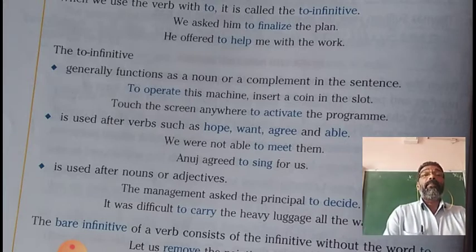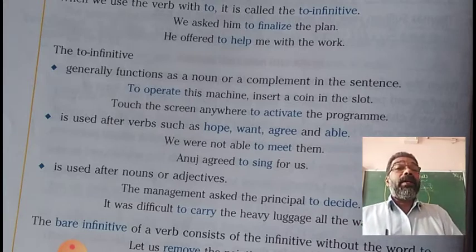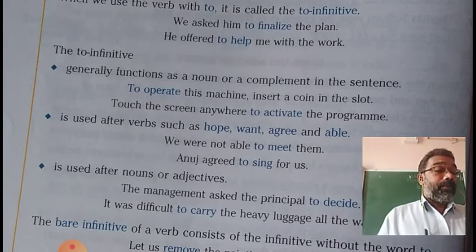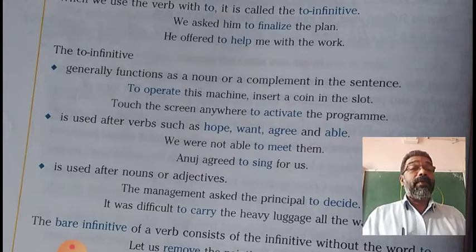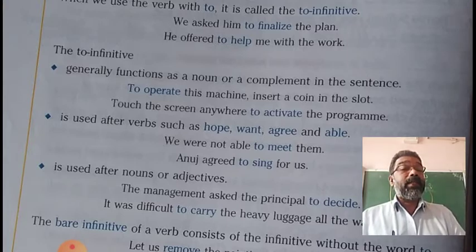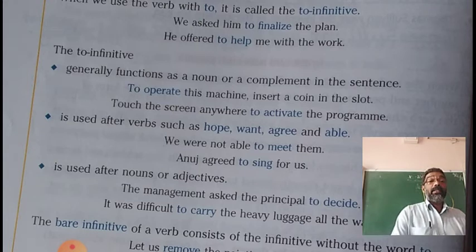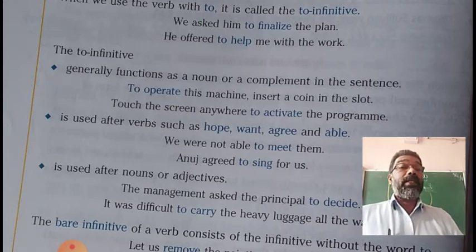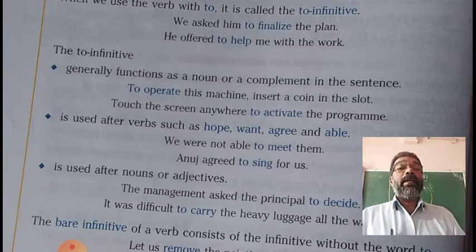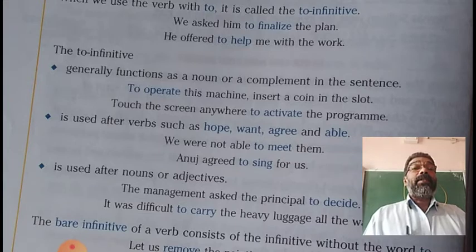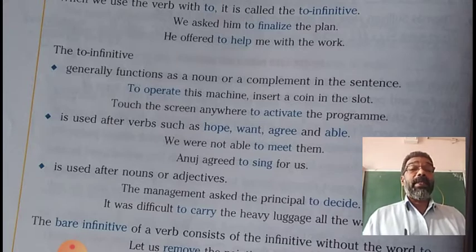Now another example: Touch the screen anywhere to activate the program. So another function of the to infinitive is to complement in a sentence. To complement means to complete the meaning of the sentence; when something is added, that is called a complement. Let us once again analyze this example. Touch the screen anywhere. It is a sentence and it gives complete meaning.